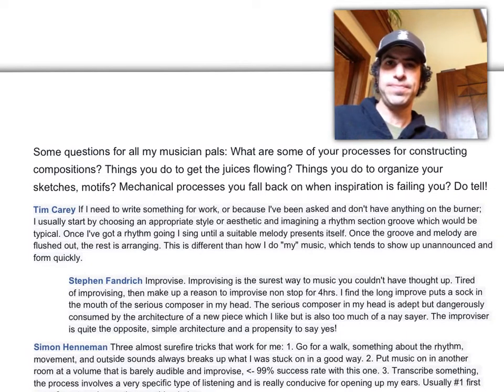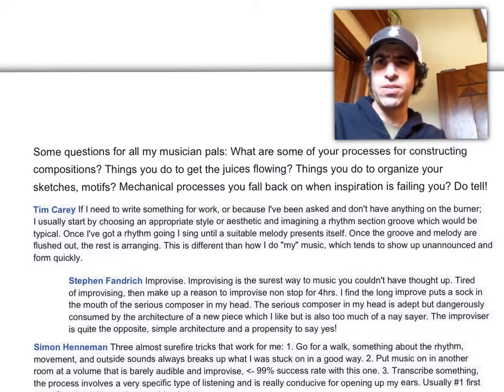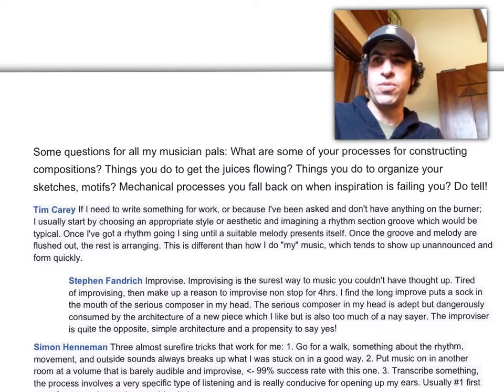Kevin's original question was: some questions for all my musician pals. What are some of the processes for constructing compositions? Things that you do to get the juices flowing. Things you do to organize your sketches, motifs, mechanical processes you fall back on when inspiration is failing you. Do tell. So it's a great question, and there are some excellent answers here.